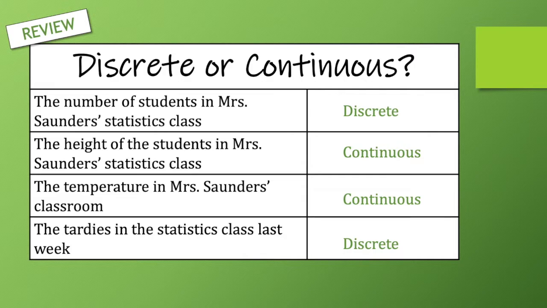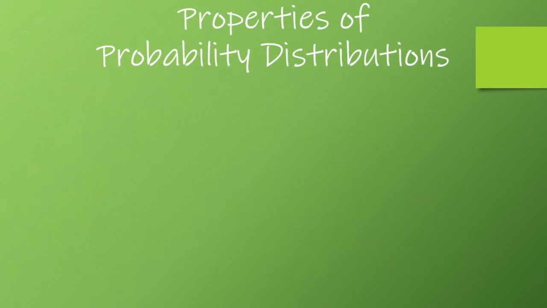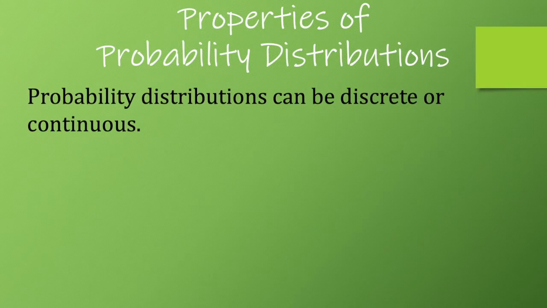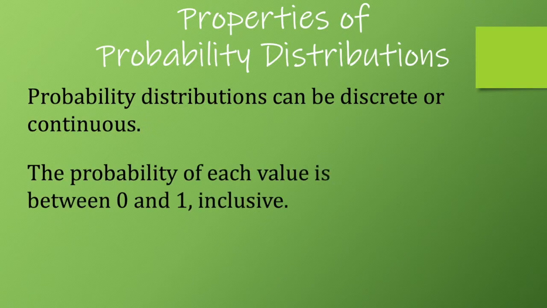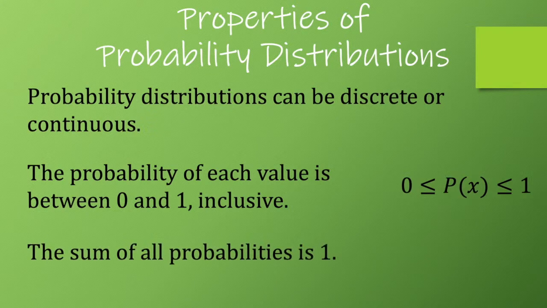So let's talk about some of the properties of probability distributions. Probability distributions, like those variables, can either be discrete or continuous. The probability of each value is between 0 and 1, inclusive. Mathematically, that looks like this. P of x has to be between 0 and 1. And the sum of all the probabilities is 1, which means we're covering all the possibilities.